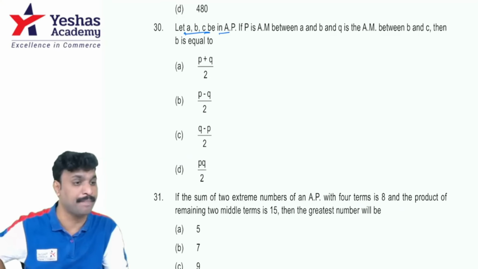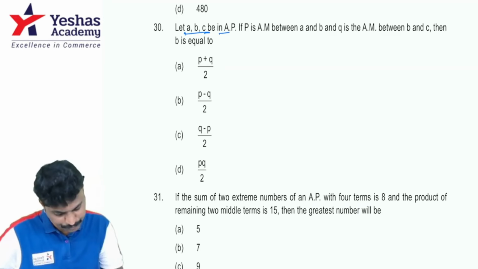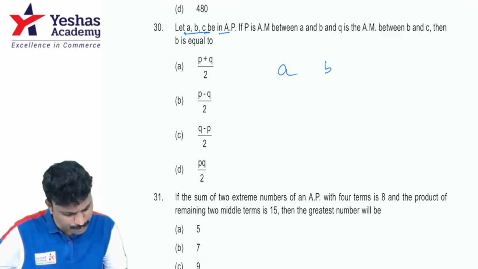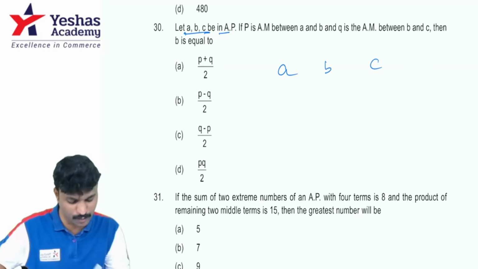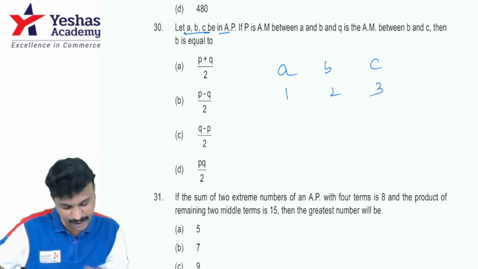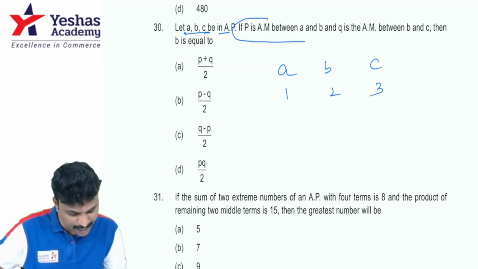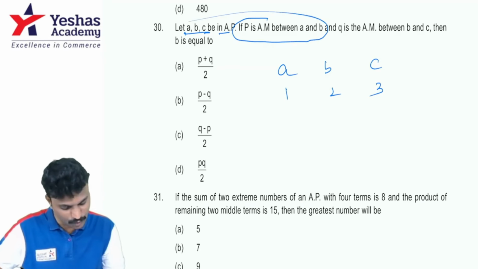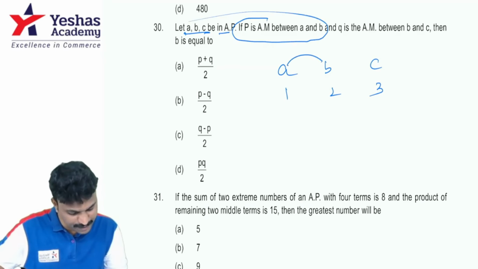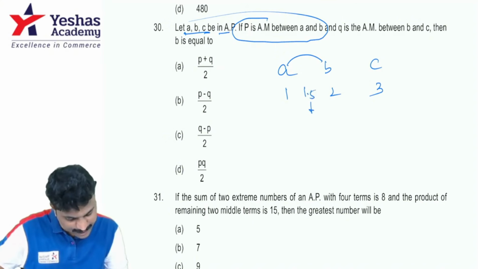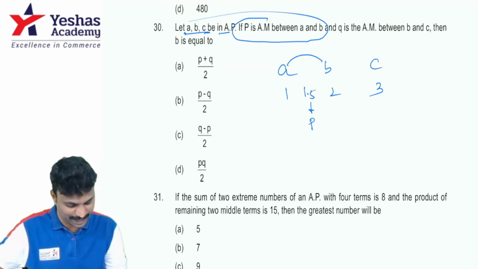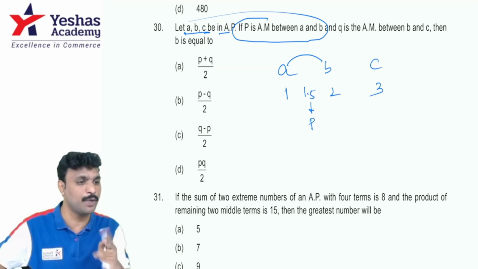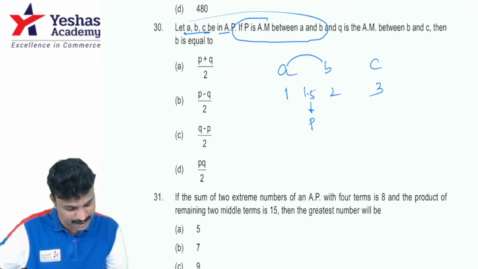A, B, C are in AP. Guys, I told you, if you remember, whenever they say 3 terms A, B, C are in AP, take the 3 numbers as 1, 2 and 3. And they have said P is the AM between A and B. So what is the AM of this A and B? 1.5. They are saying P is the AM between A and B. See, A and B are 1 and 2. AM of 1 and 2 is 1.5. That itself is P as per the question.